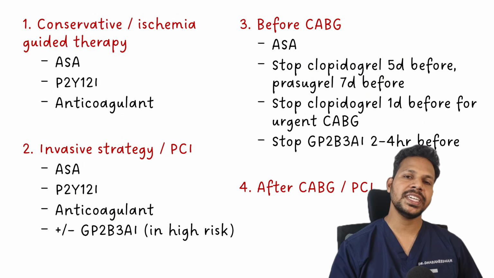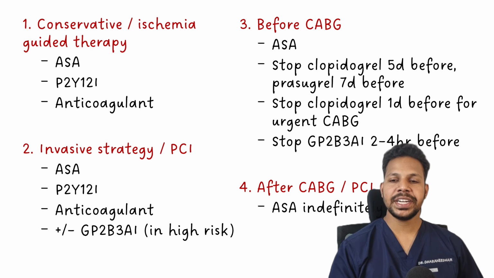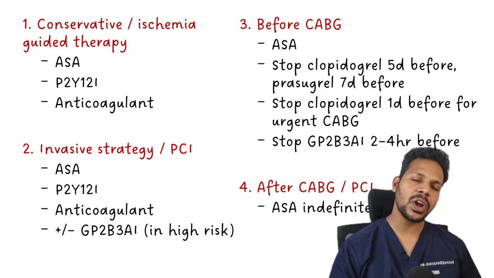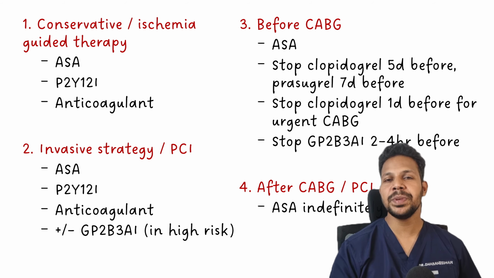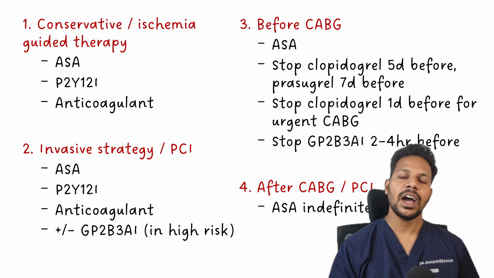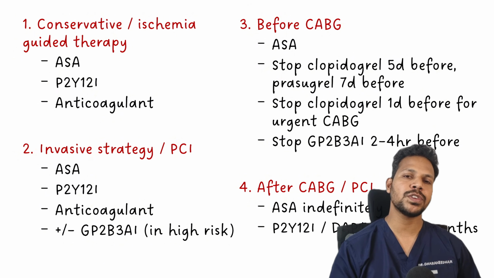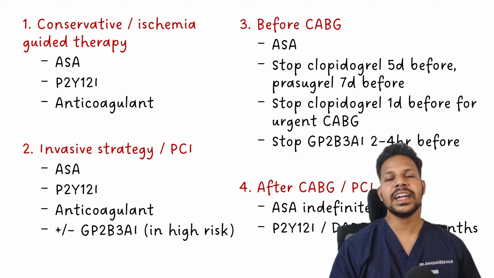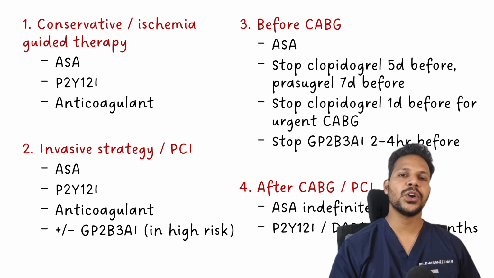After CABG or PCI, how long should you continue the drugs? Aspirin should be continued indefinitely, and the P2Y12 inhibitors, that is, the dual antiplatelet therapy, should be continued for at least 12 months. The P2Y12 inhibitors, that is clopidogrel or ticagrelor or prasugrel, along with aspirin, should be continued for at least 12 months. So 12 months of dual antiplatelet therapy is mandatory, and after that you will indefinitely use aspirin. This is all about the acute coronary syndrome.